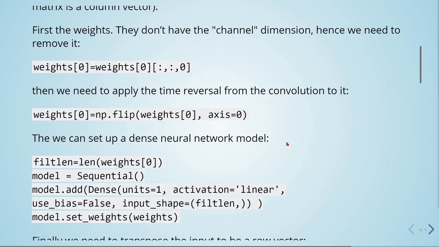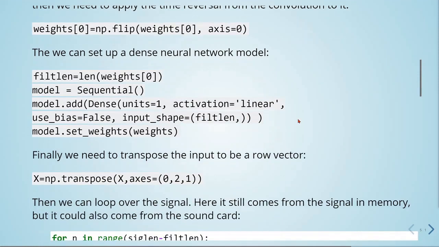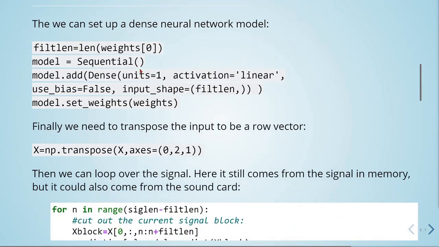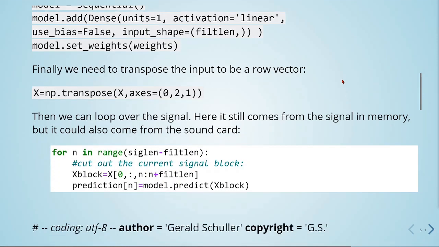And then we can set up a dense neural network model, and instead of the convolution, we're using a dense layer, and then we have linear activation, bias equals false, and we pass the input shape, and we have here just 1 unit. And then finally we need to transpose the input to be a row vector.